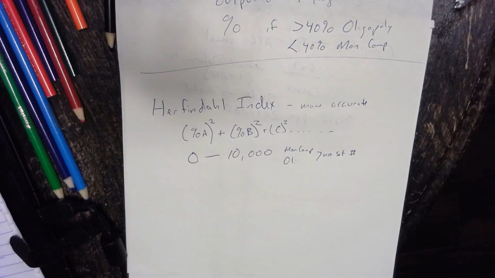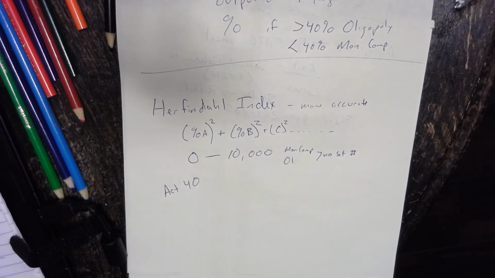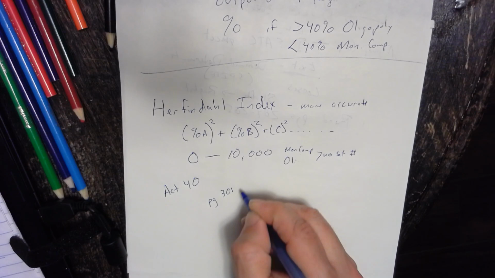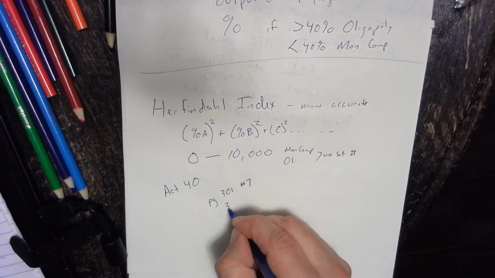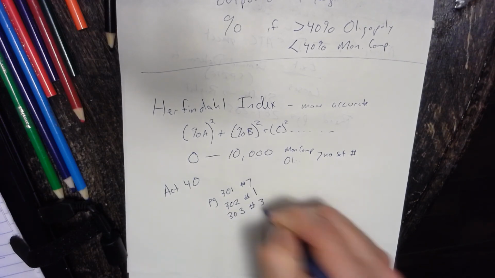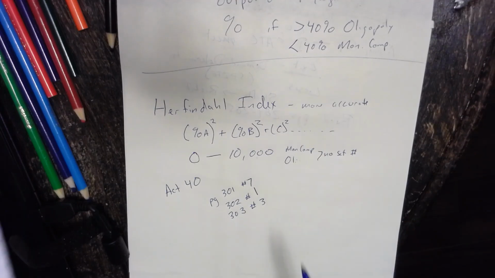So for today, you're going to get an assignment that's activity 40. It's a very simple monopolistic competition front and back sheet. But then I also need you to do some questions out of the book: page 301, number 7; 302, number 1; and 303, number 3. These all tie in with monopolistic competition, the Herfindahl Index and concentration ratio, which will be good.